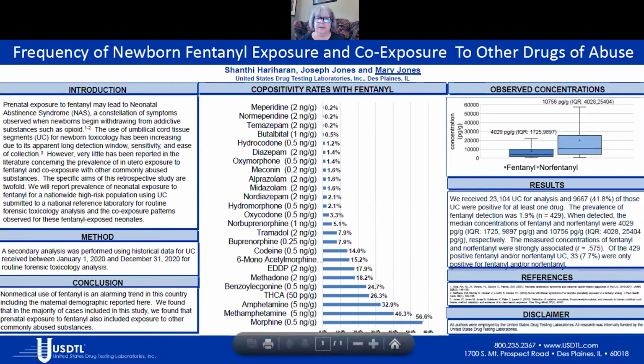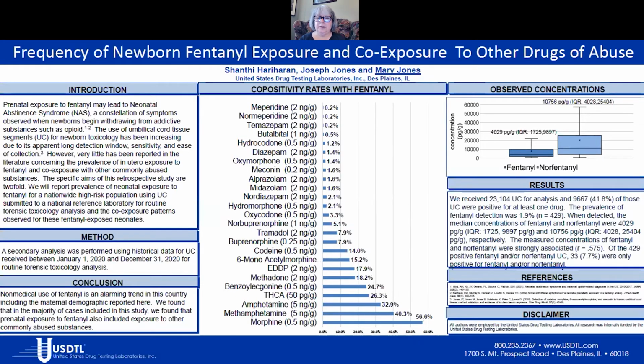Next up, methamphetamine at 5 nanograms per gram was seen 40% of the time. So 40% of the time, we saw methamphetamine when we had a fentanyl positive. Next, amphetamine, which can be a metabolite of methamphetamine or can be given medicinally, has a cutoff of 5 nanograms per gram, and we saw that 33% of the time.